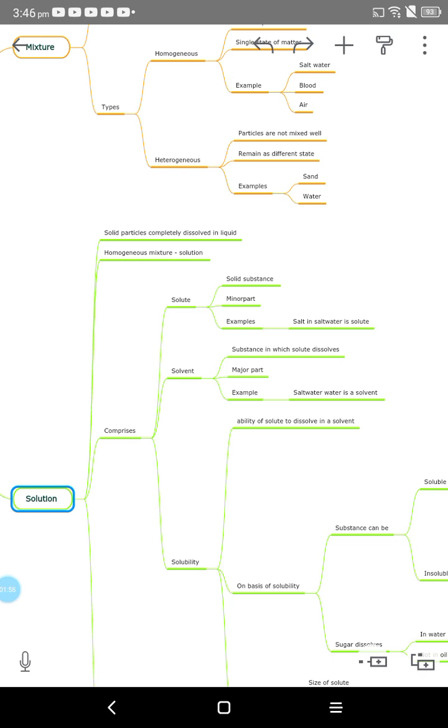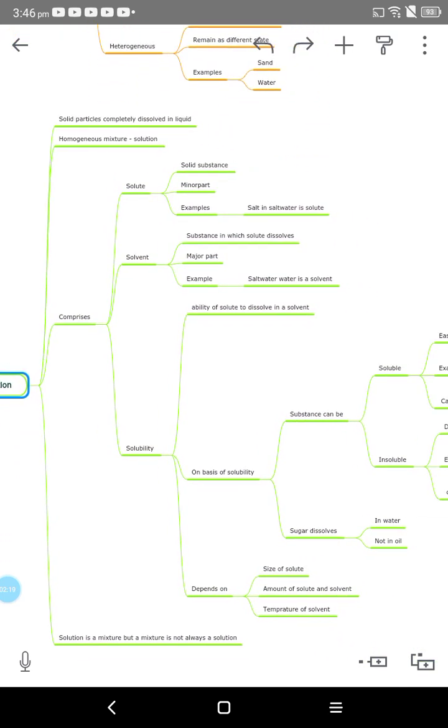Solvent: a substance in which solute dissolves. It is the major part of the solution. Example: in salt water, water is the solvent. Solubility. The ability of a solute to dissolve in a solvent is called solubility.